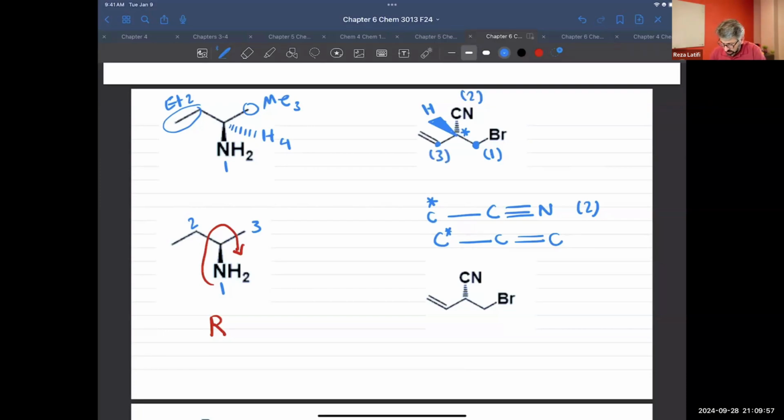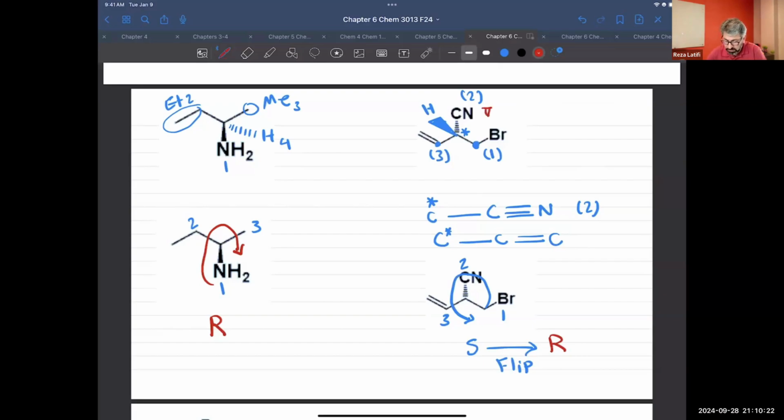So let's assign them again: 1, 2, and that's going to be 3. If I follow the numbers, this is counterclockwise, so it would be S. But I have to ask myself, is hydrogen pointing to us? Because hydrogen is pointing to us, you have to flip the configuration and say the right configuration will be R.